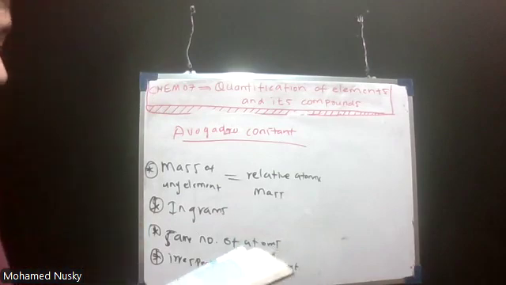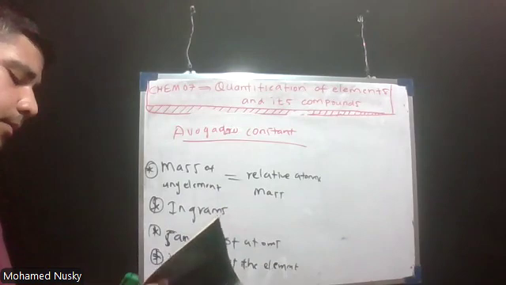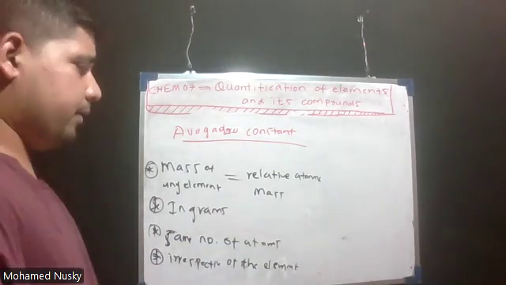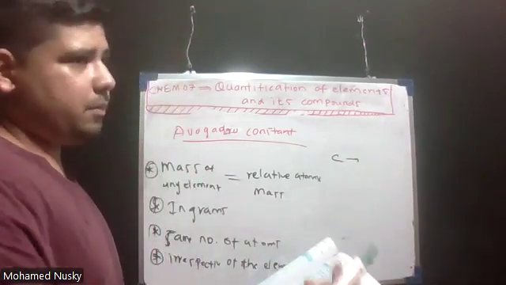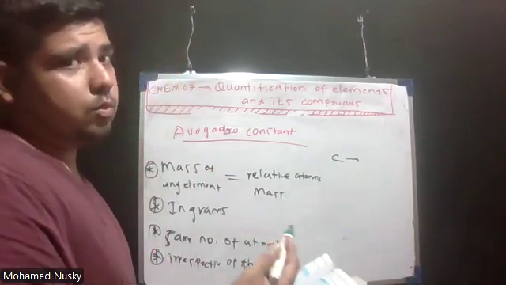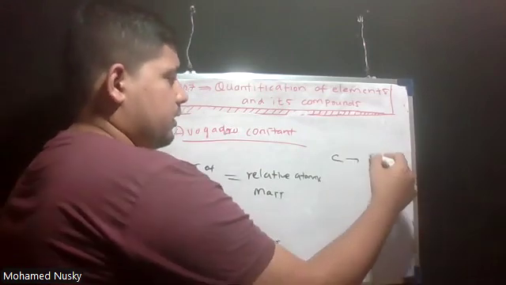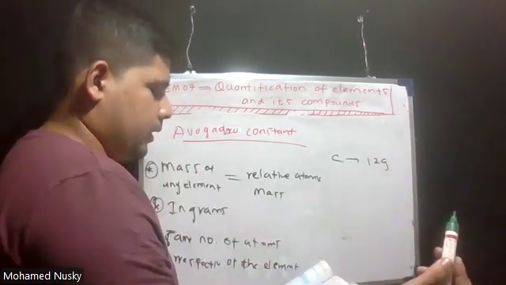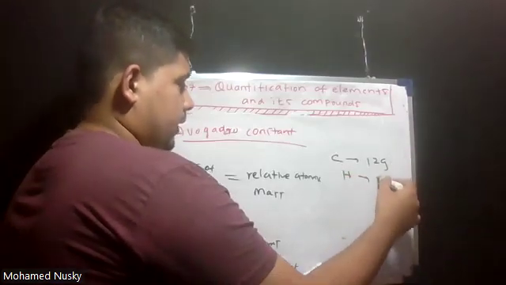Okay, now we'll see word by word. Now, let me take carbon. What is the relative atomic mass of carbon? It's in the textbook. The relative atomic mass of carbon is 12 gram. Likewise, the relative atomic mass of hydrogen is 1 gram.